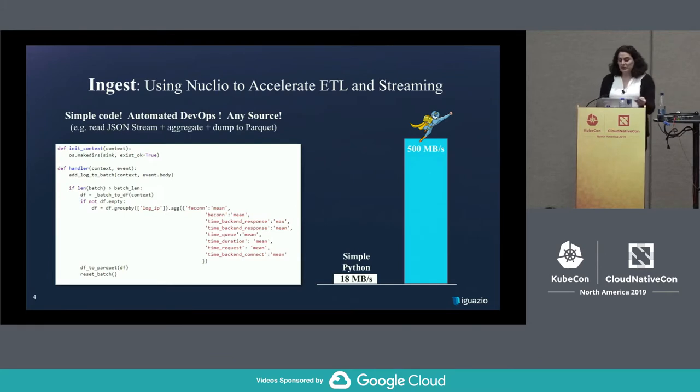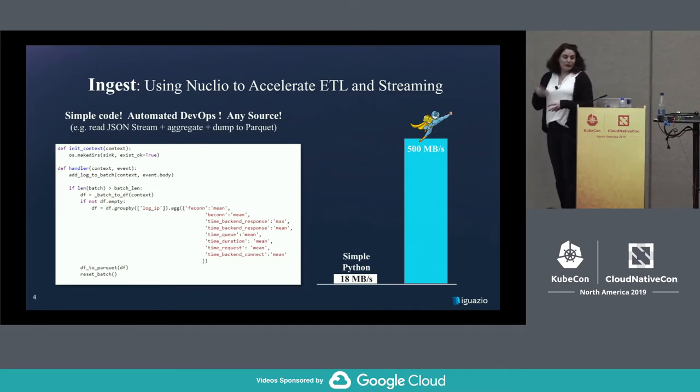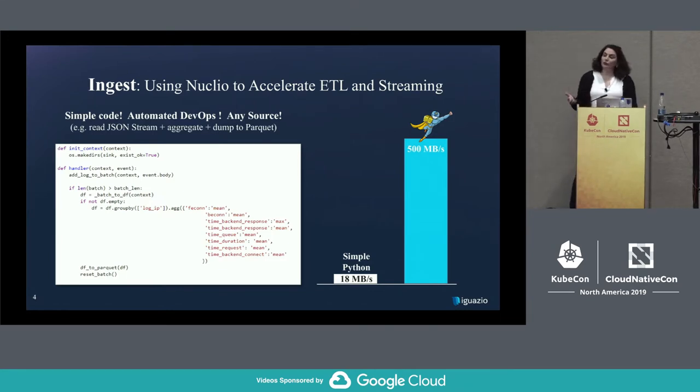So how is it used for ingest? In this example, you can see that there is a simple Python code that, by moving it and invoking it using a Nuclio function, you get almost 30% more throughput. And why is that? The reason is the parallelism. With Nuclio, you have multiple workers that can ingest information in parallel, which gives you a much higher throughput in a low latency fashion.